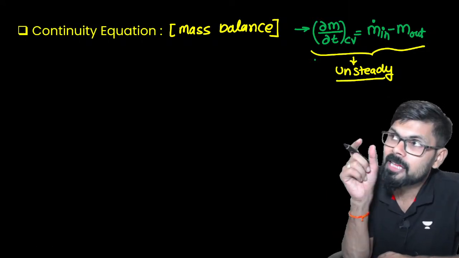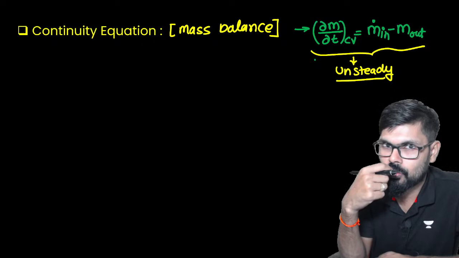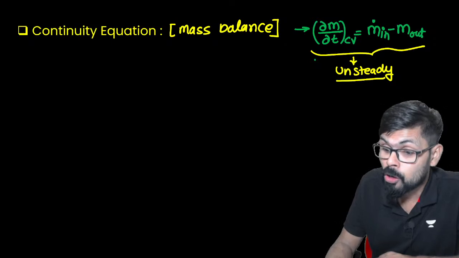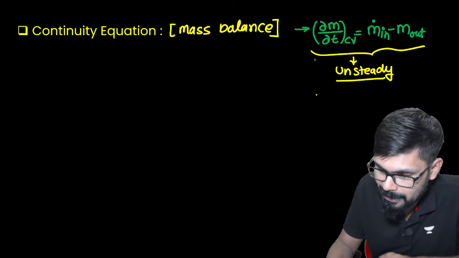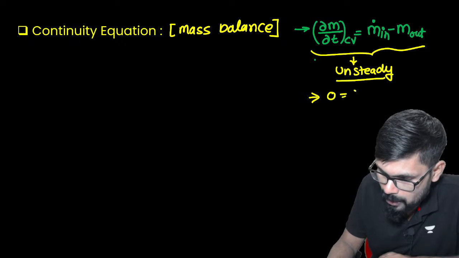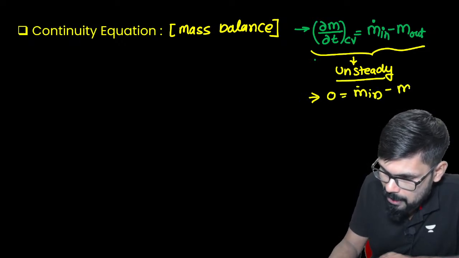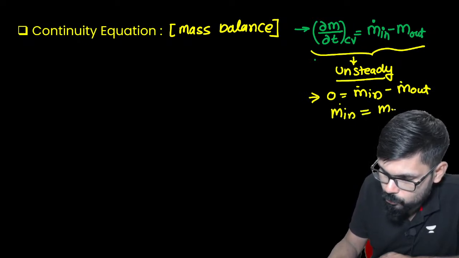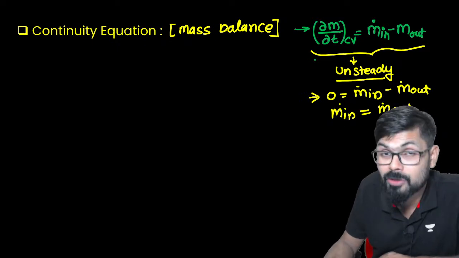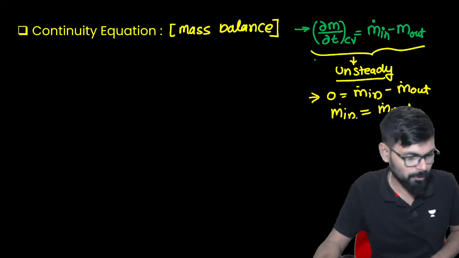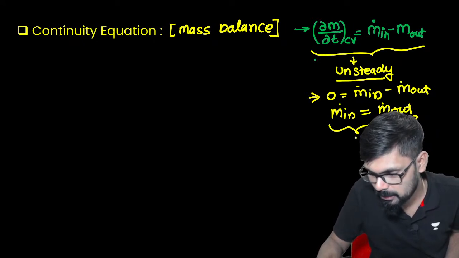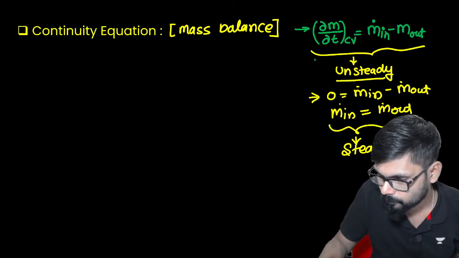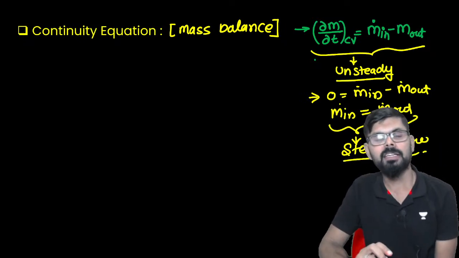Sir, for steady there should not be any accumulation of mass within the control volume. It means the left hand side should be 0. When the left hand side is 0, m_in equals m_out, so m_in dot minus m_out dot is 0, or m_in dot equals m_out dot. The dot means the rate of flow, rate of mass, right? So this is basically steady flow. Unsteady flow and steady flow, clear?